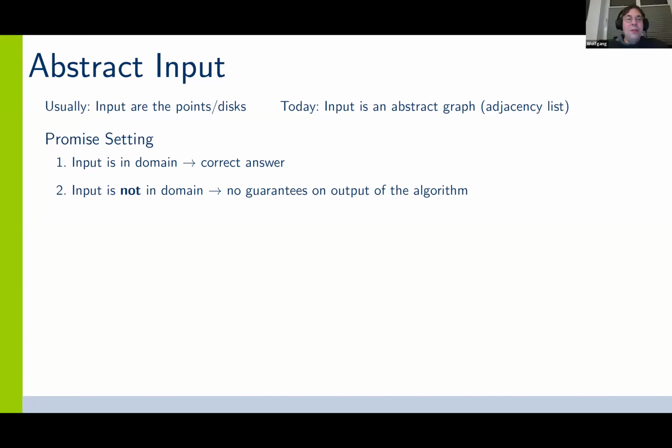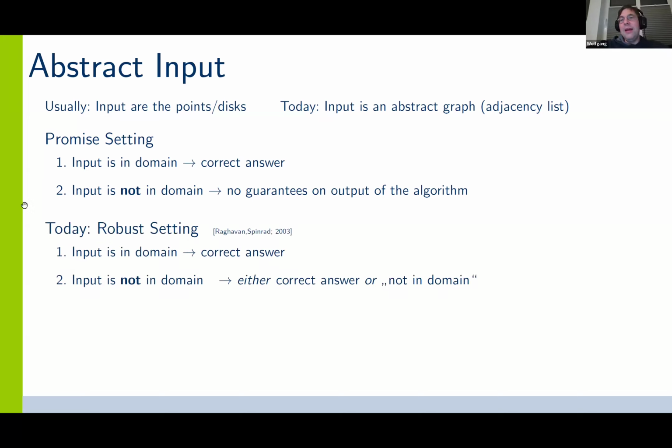And now, how can you deal with it? One way is you just say you're in the promise setting. You say, okay, I just assume the graph that I'm given is a disk graph. And if the graph that I'm given is a disk graph, then my algorithm will be correct and will do what it's supposed to do. And if the graph is not a disk graph, then there's no guarantees whatsoever. The algorithm may do anything. I don't care, right? That's called the promise setting. So I just assume there's some property that my input has to have for the algorithm to work, and I cannot really check this property. And so I just assume this property is there. And if not, then I don't care. That's called the promise setting.